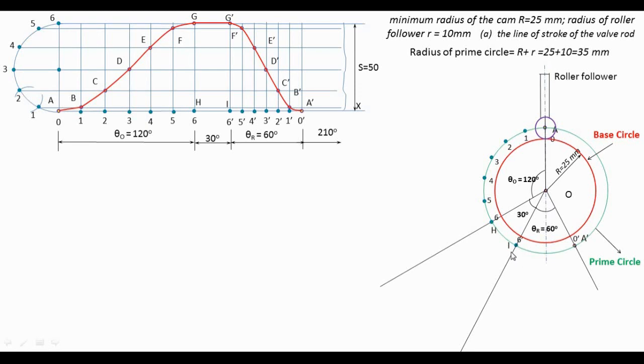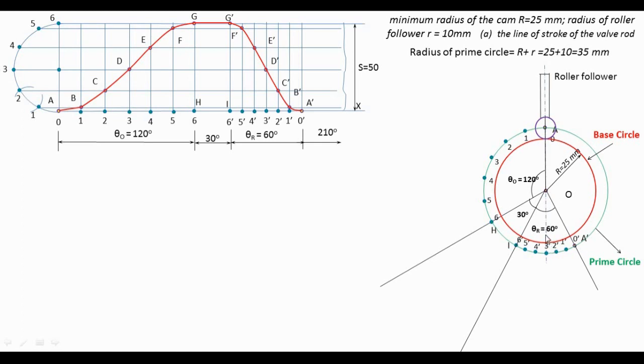Similarly we need to divide this 60 degree angle into 6 parts, in the reverse manner. So this is 6 dash. One part will be an angle of 10 degree. So let us take an angle of 10 degree. Similarly take the same distance in compass and plot these points. So this is 6 dash, 5 dash, 4 dash, 3 dash, 2 dash, 1 dash and 0 dash. So finally we have divided the prime circle.